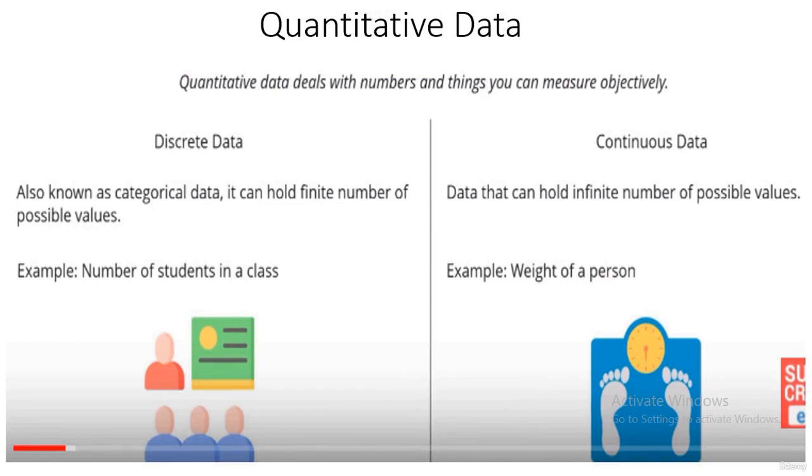Okay, the next one is quantitative data. Quantitative data deals with numbers and things you can measure objectively. So that means this can be measurable. One is discrete data, also known as categorical data. It can hold a finite number of possible values. That means it cannot be infinite, like the total number of students in a class. It can be 30, it can be 50. That means it is finite. And the continuous data can hold an infinite number of possible values, like for example the weight of a person. It can be 15.3, 16, 19, 21, anything. It can be any continuous data.